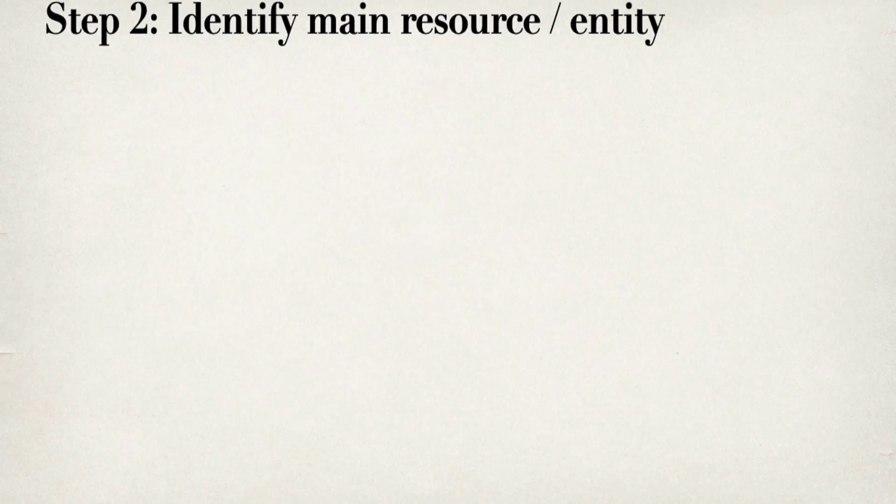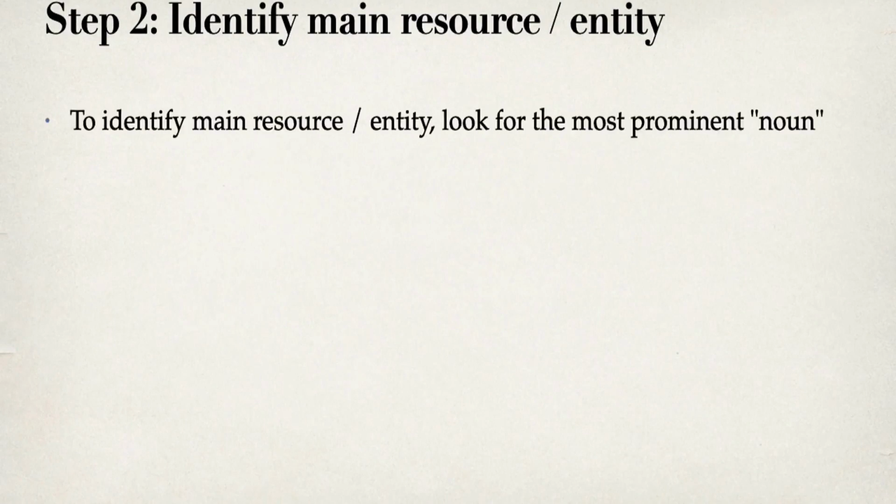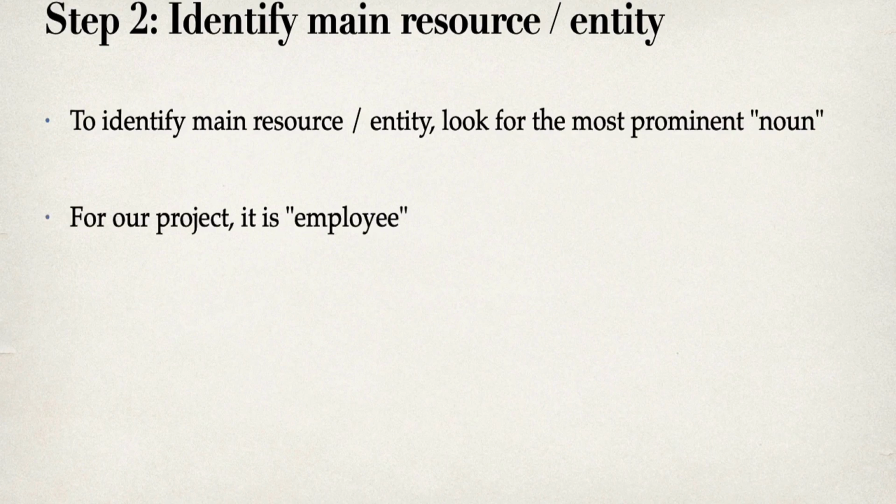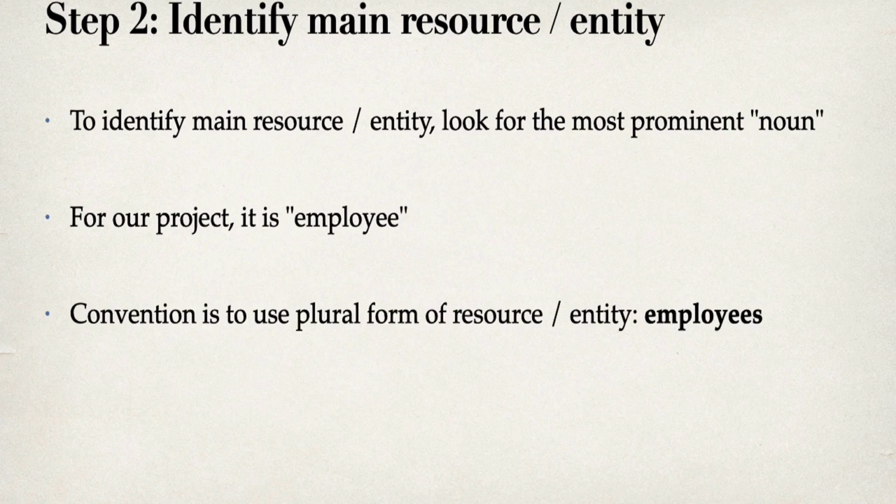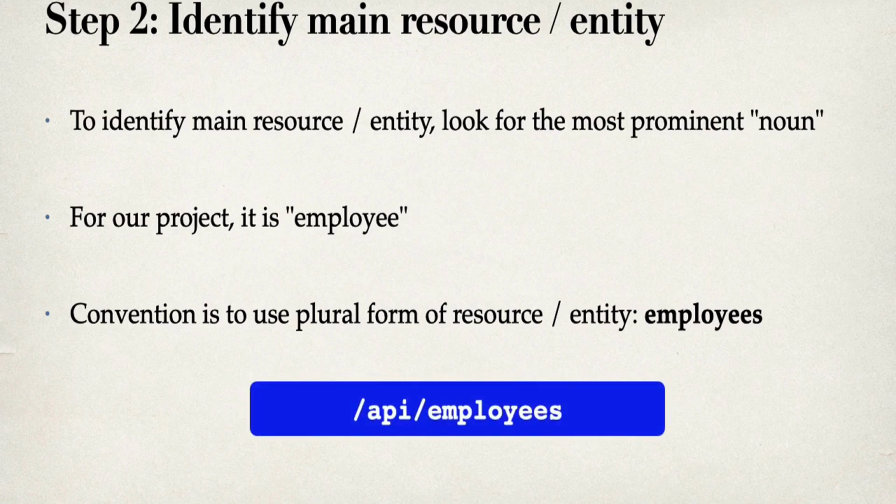In step 2, we need to identify the main resource or the main entity. What we want to do is look for the most prominent noun in the requirements document. For our project, the most prominent noun is employee because we saw that over and over again during those requirements. The convention is to make use of a plural form of the resource or entity. Here, we'd have employees. And for our endpoint, we'd have /api/employees. Now, this is not a hard and fast rule, but this is the general convention that's used in REST API design.